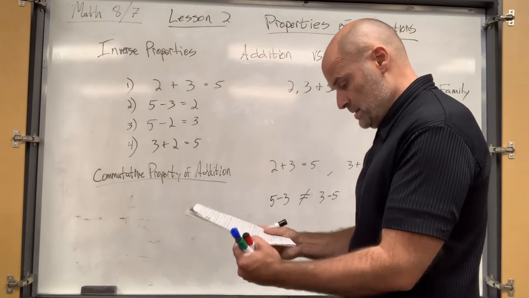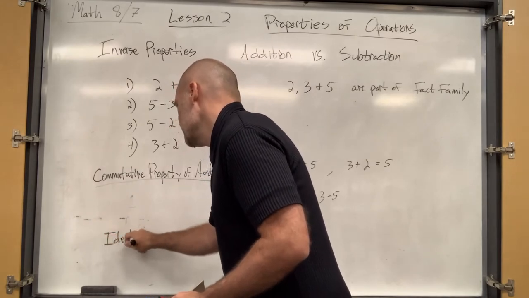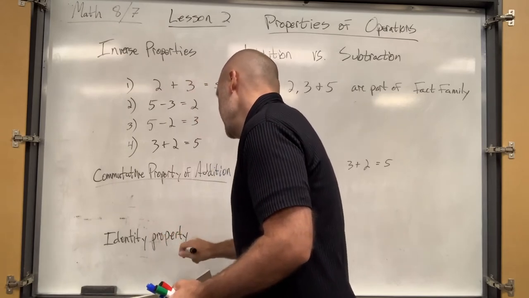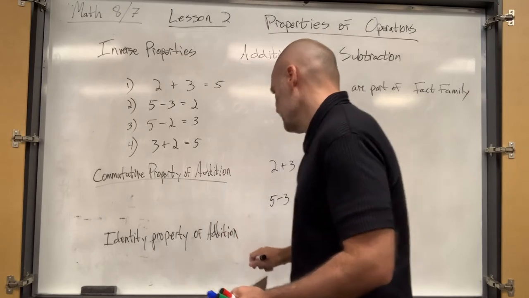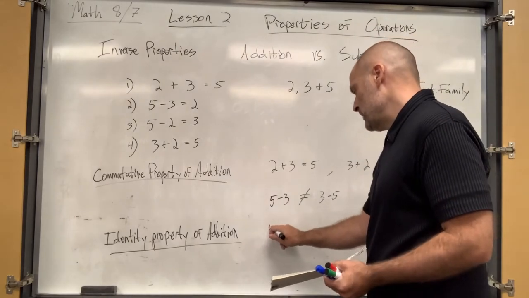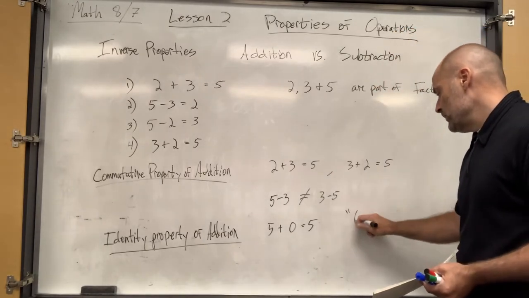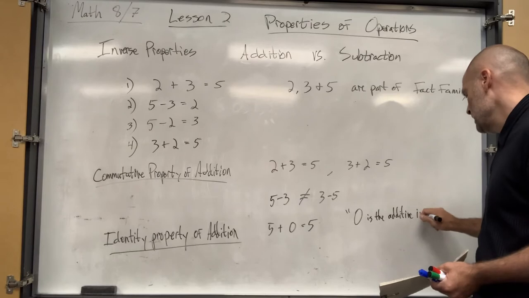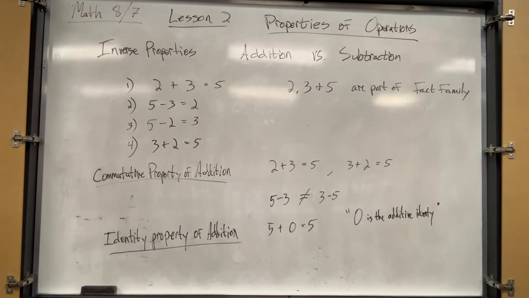Now we also have what's called an identity property, not an identity complex, but identity property of addition. What number do you add to something to maintain its identity? What do you add to something to keep it the same? Zero. Okay? So for example, 5 + 0 = 5. That remains the same. So zero is what we call the additive identity. That's what you add to something to keep it the same.